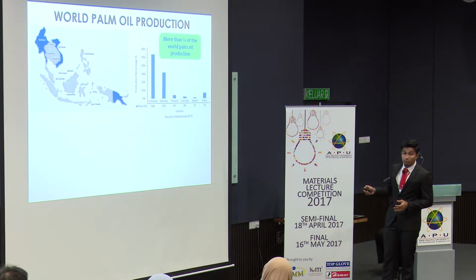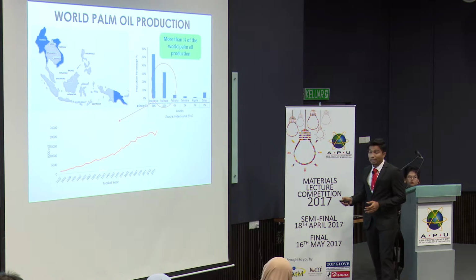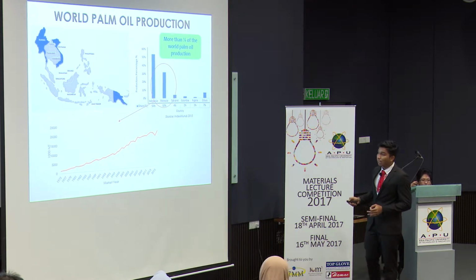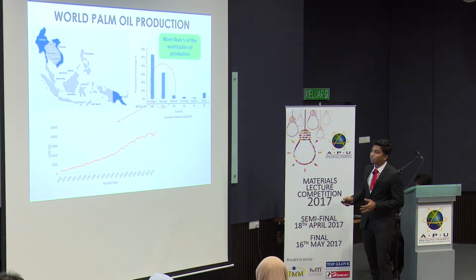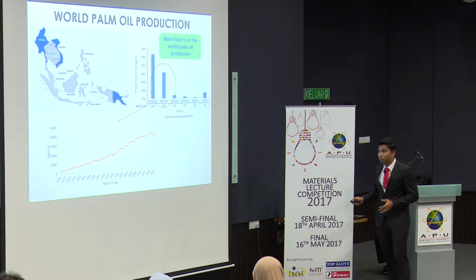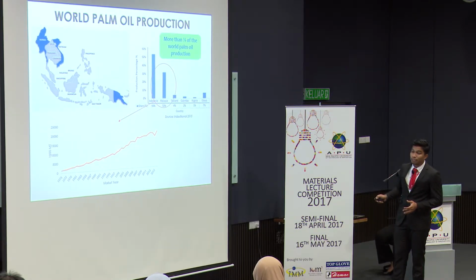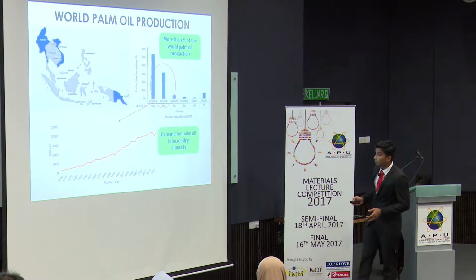If we focus on Malaysian palm oil, we can see that the demand for Malaysian palm oil is increasing significantly annually, as can be observed from the graph. This graph shows the annual production of palm oil from the year 1975 up to 2015, with a sharp peak in the year 1997, which then continued steadily upwards.